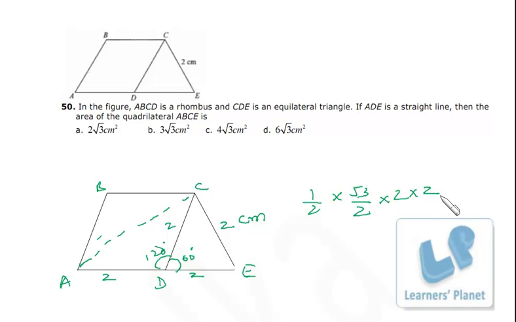Double of that will be the area of this rhombus, plus the area of this equilateral triangle, which is root 3 by 4 into side square. Side is 2, so it is 4. So this is precisely the area of ABCE. So this is 2 root 3 plus root 3, in all it is 3 root 3. Pretty simple. And once again, just remember the sine formula.